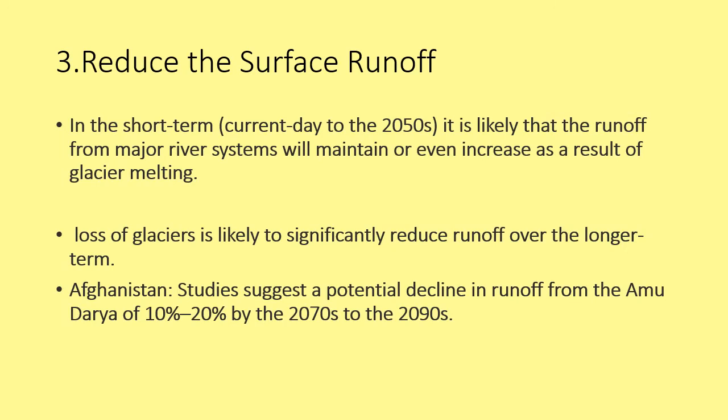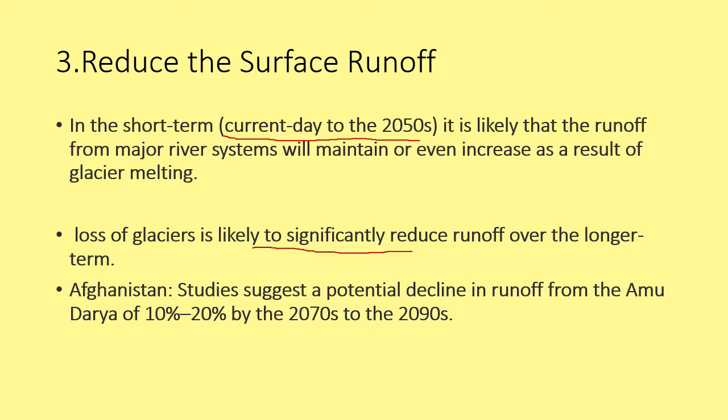In the short term, or the initial stage of glacier melting, suppose initial melting during the period of 10 to 15 years or 10 to 30 years, the glacial melting initially releases more water. It will provide more water to the glacial fed river system. But in the long term, the loss of glaciers is likely to significantly reduce the surface runoff, and that will lead to an adverse impact on the riverine system.